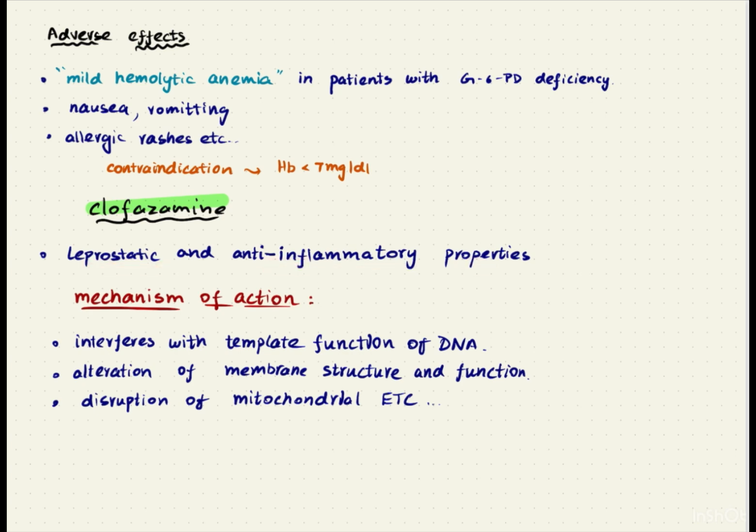What is the mechanism of action of clofazimine? Clofazimine has multiple mechanisms of action, where it interferes with the template function of DNA. It also alters membrane structure, and it also causes disruption of the mitochondrial electron transport chain. So these are the various mechanisms by which it serves as a leprostatic drug.